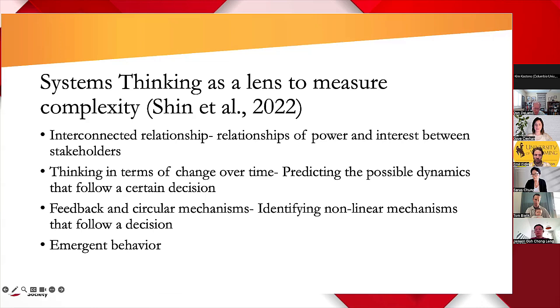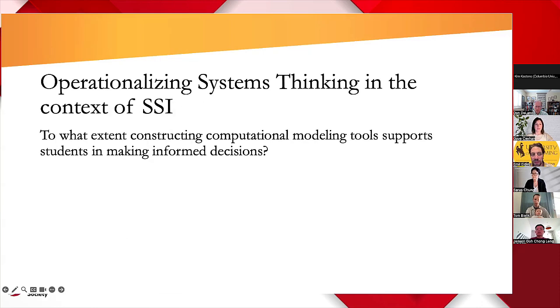And as such, with emergent behavior, you need to predict in a way emergent behavior, although you are lacking the data to predict that. But it's something you want to consider: what might be some emergent behaviors that come out of certain decisions? Those are just examples of how those can overlap with the goals of socio-scientific issues.